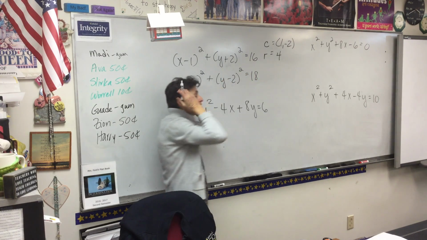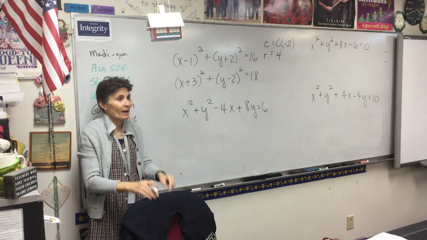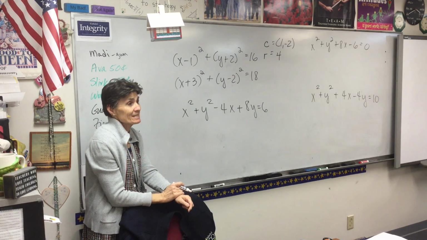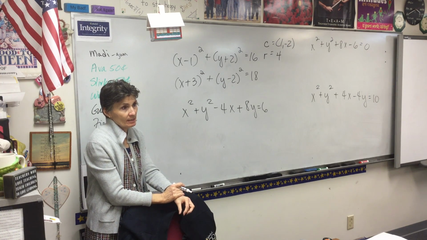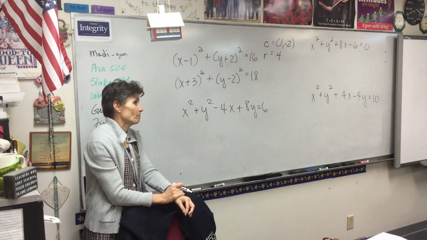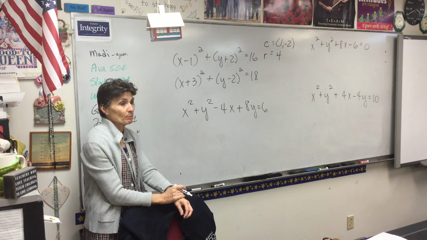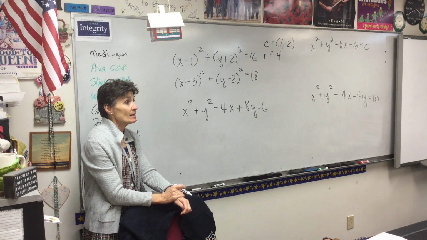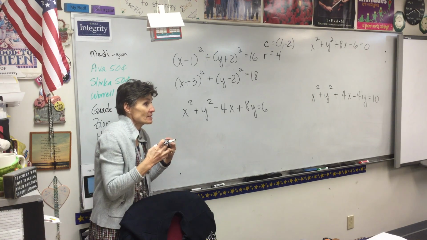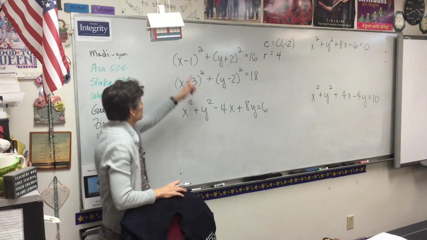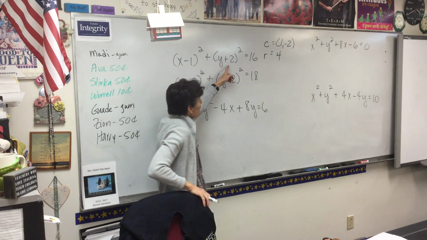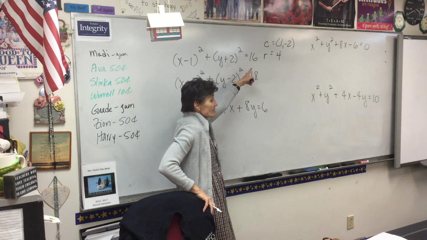Every time we talked about numbers inside parentheses, way back in chapter P and chapter 1, we said when you pull them out of the parentheses, you do the opposite. So this is +1, -2, and the radius is 4.